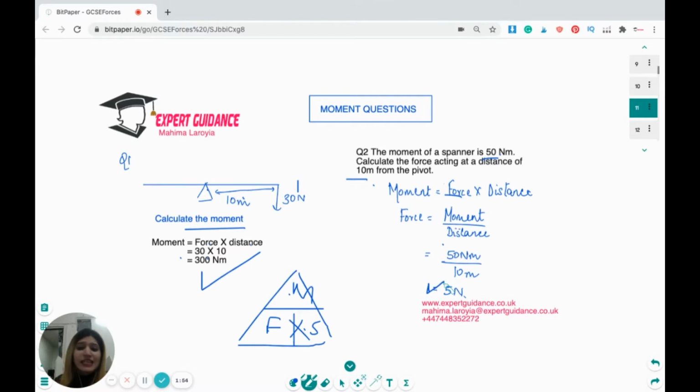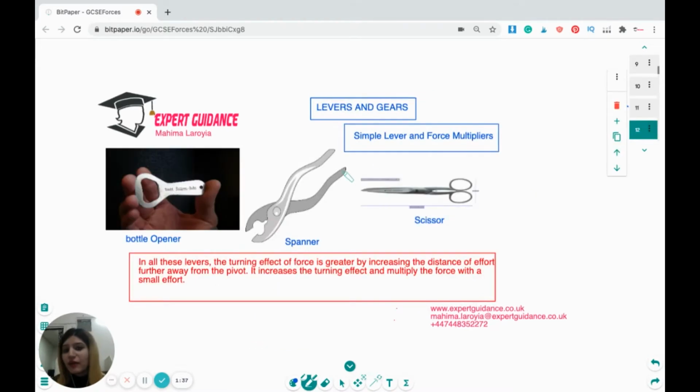Now please take care of the units here. The force has to be in newtons and distance has to be in meters. In the exam, they give you the centimeter units, and the students end up using the same formula without converting the units to meters, and then they lose marks. So make sure that you take care of the units.